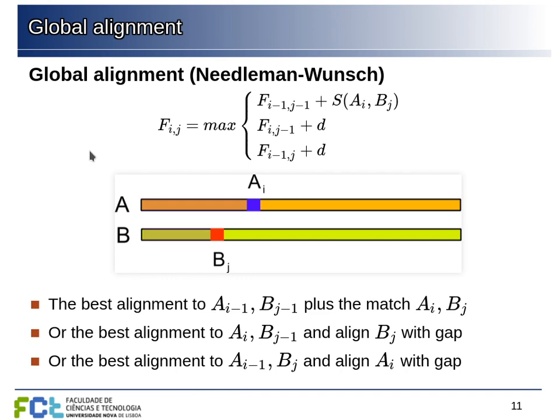So this is what we need to decide for each combination of Ai and Bj, and this will tell us what is the optimum score up to Ai and Bj. But note that now we can use this optimum score to move one step, either by increasing i or j or both of them, because now we have what we need, all of these scores before, which is what we need to compute the next step.